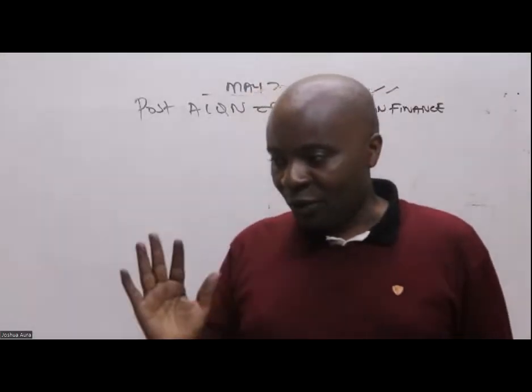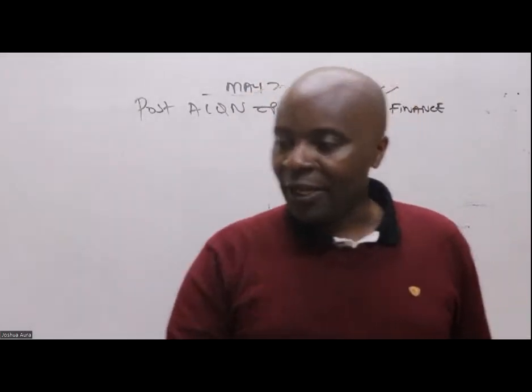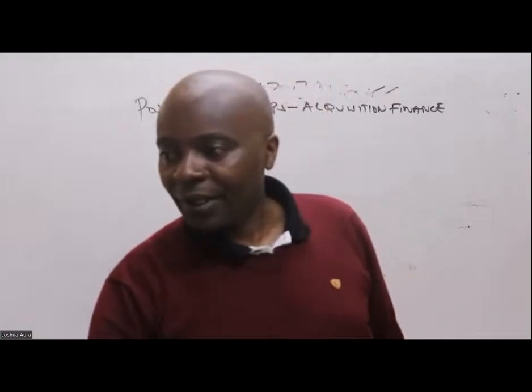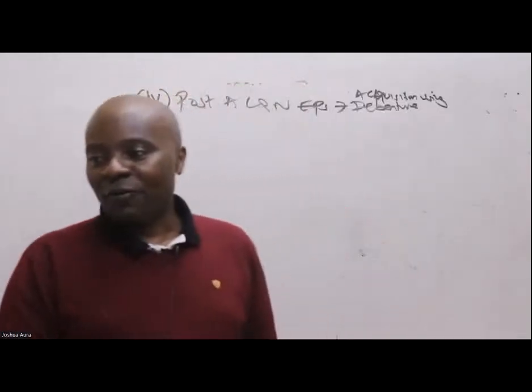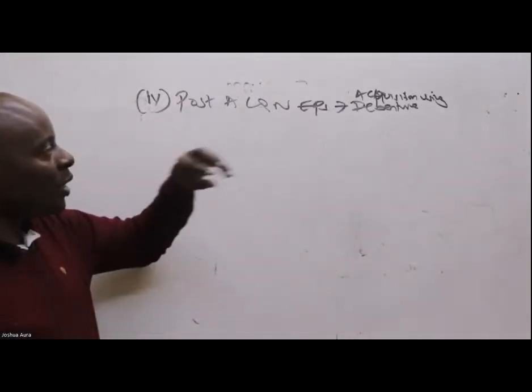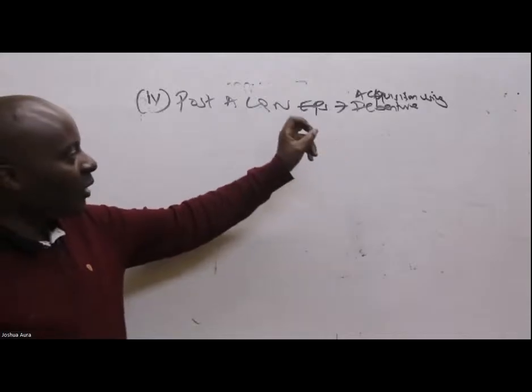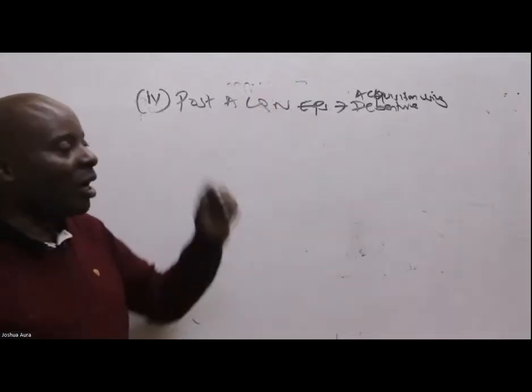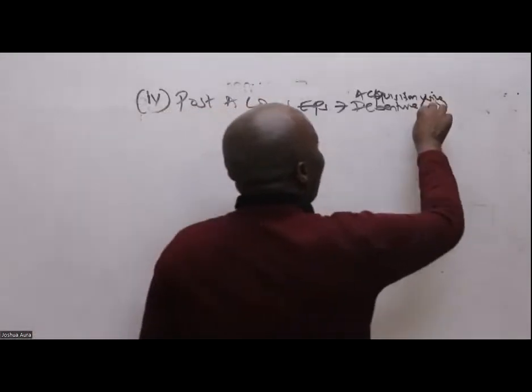Now we're looking at Roman 4. Roman 4, they want us to give them post-acquisition earnings per share when we have acquired this targeted company using a loan.